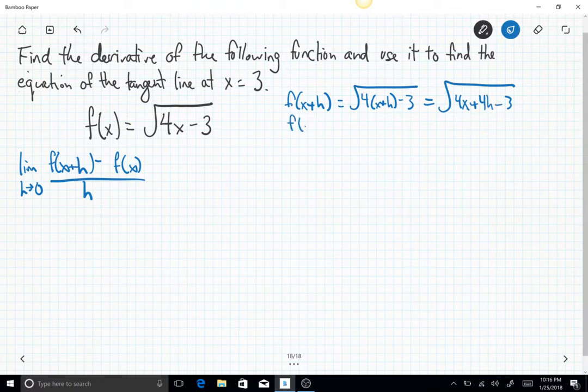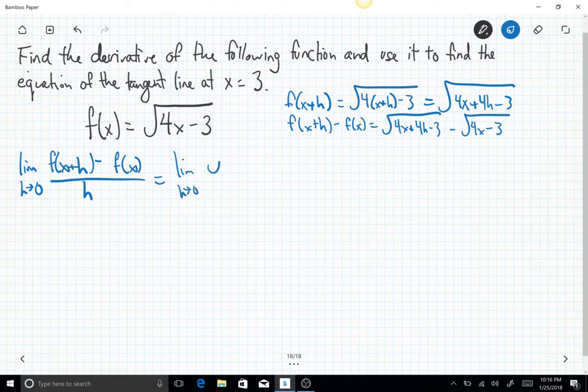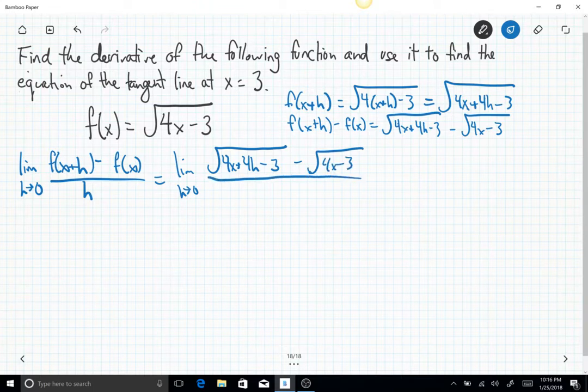Okay, and then f of x we already have, but let's do this. So f of x plus h minus f of x has to equal the square root of 4x plus 4h minus 3 minus the square root of 4x minus 3. What does this thing look like then? Well, this is the limit as h approaches 0 of the square root of 4x plus 4h minus 3 minus the square root of 4x minus 3, all over h.